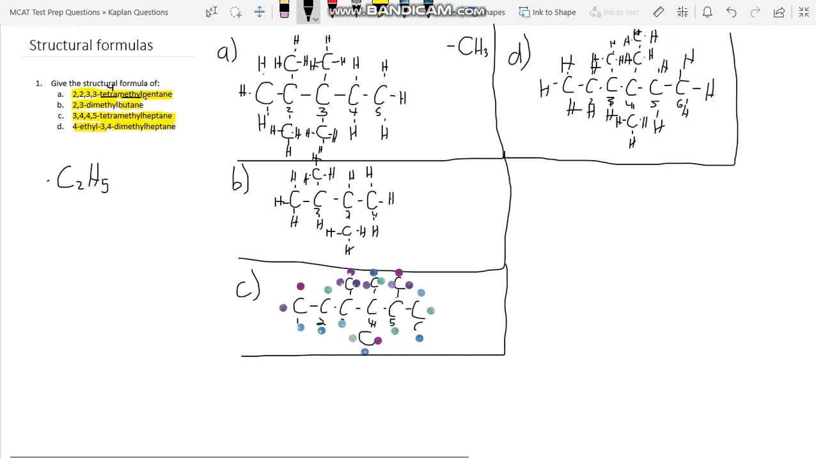All you have to do is just look at what your root is, draw your carbon backbone, look at what's connected to it, and look at where it's connected. And once you draw them, you just fill in your hydrogens, and that's how you draw the structural formulas for alkanes.